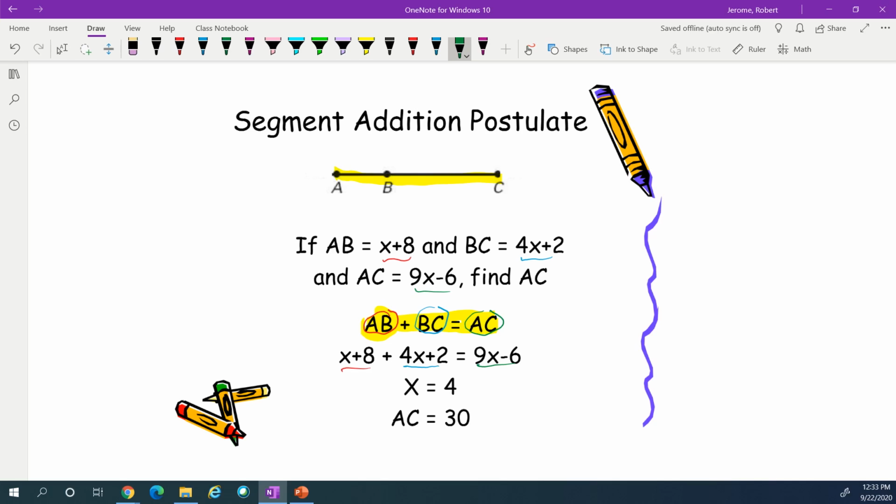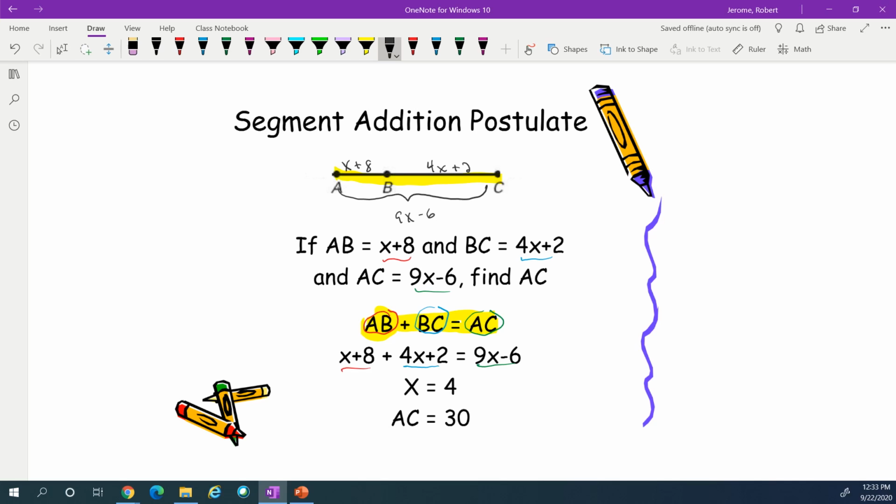So again, I should be labeling the picture. AB is x plus 8, BC is 4x plus 2, and the entire thing, AC, is 9x minus 6. Labeling your picture is really important in geometry. It lets you visualize what's going on. When I look at that, it makes sense. The two little pieces make up the whole thing. Well, that's it. Add them together.